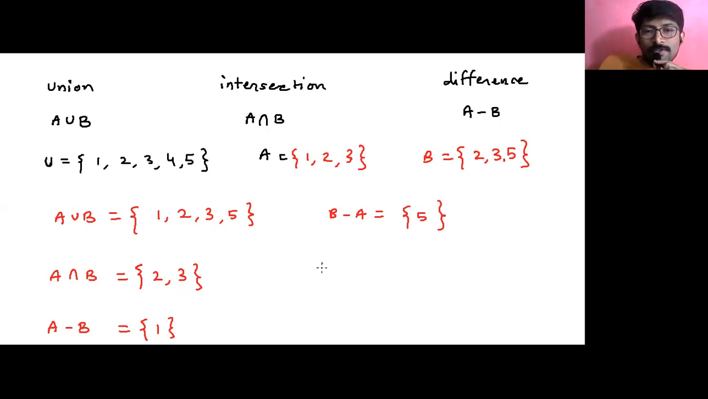Now, if someone wants to find A complement, how are you going to find A complement? Simple. Okay, this is just a revision of the previous video, guys. So what is A complement? From the universal set, remove the elements of set A. That is 1, 2, 3. हटा दो, बाकी बचेगा सिर्फ 4 and 5. Are you understanding? That is A complement. What will be B complement?